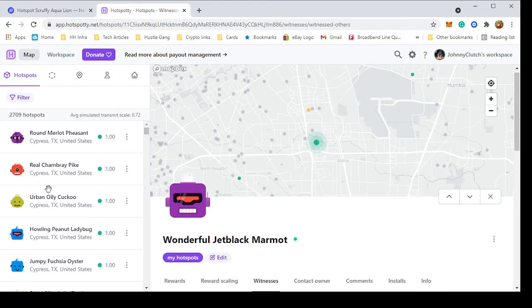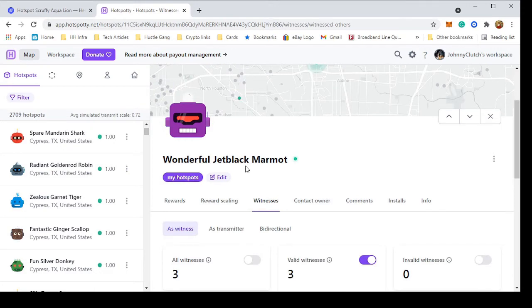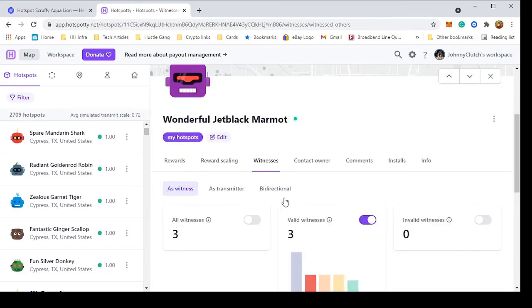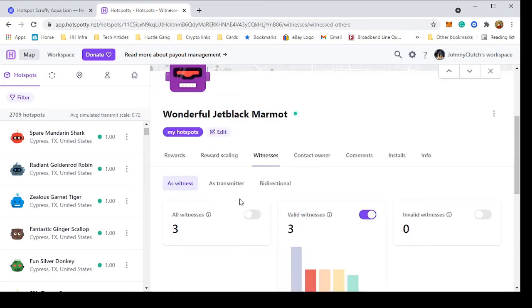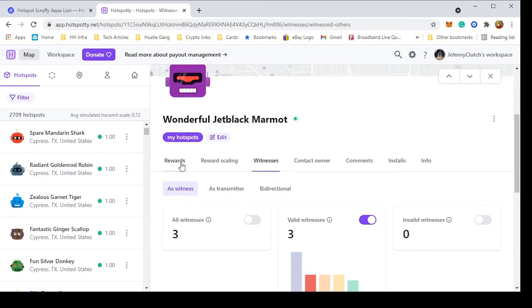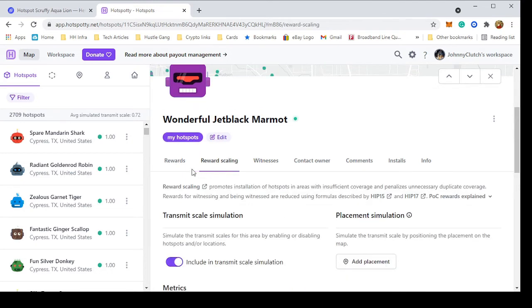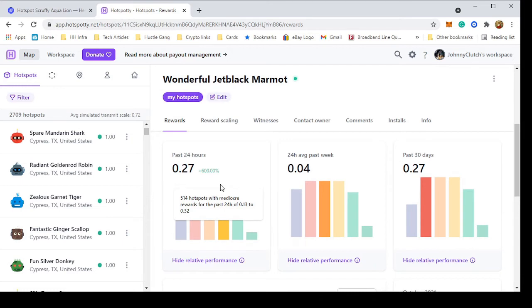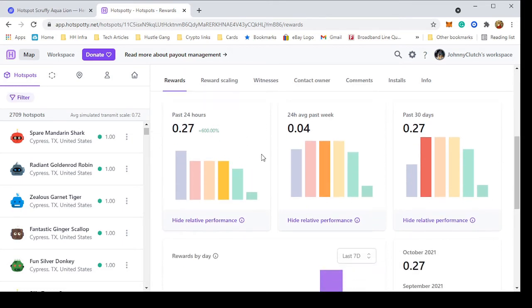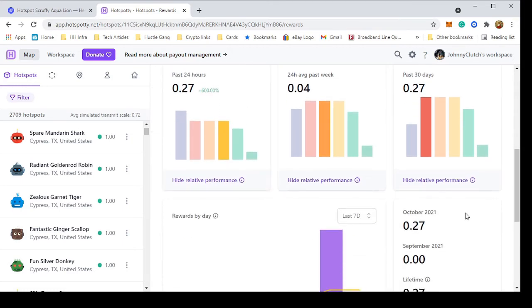Let's take a look at ourselves. This is our guy, wonderful Jet Black Marmot. Three witnesses. See, you'll notice it listed three witnesses, so it was seeing witnesses and all that good stuff. But like I said, it's not listing those witnesses, it's not listing the hotspots. It's witnessing, but not listing the witnesses. There you go. So we're at 0.27.